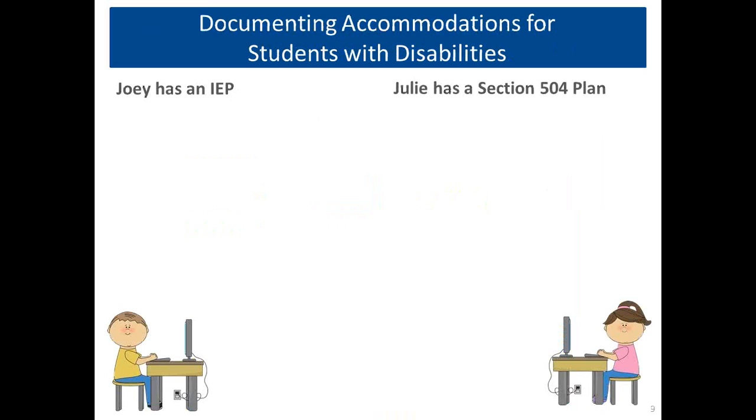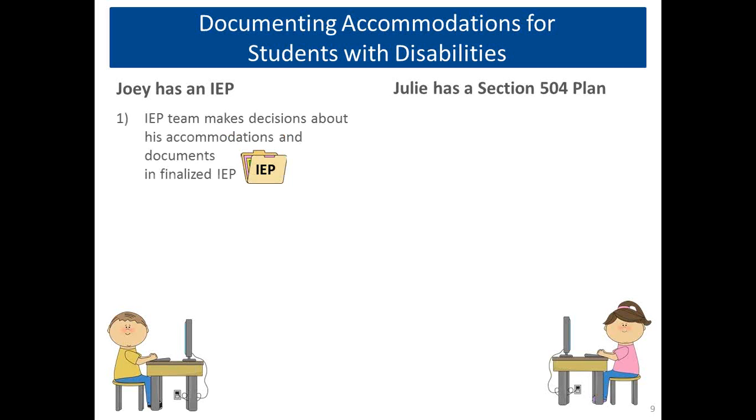So here is an example of what all of the things you need to do to prepare to provide accommodations for a student with a disability. Let's take Joey. He has an IEP. The first thing that happens is the IEP team makes decisions about what accommodations are appropriate for him and documents them in a finalized IEP. Without documentation in that finalized IEP, it is not appropriate to provide accommodations for Joey.